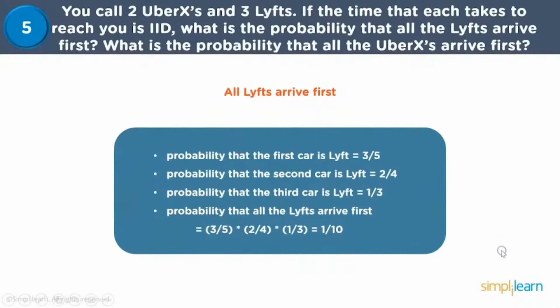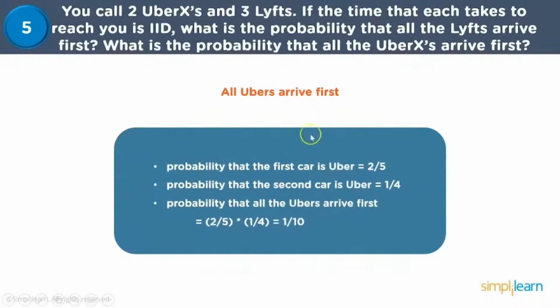Next, let's say you want to find the probability that all the Ubers arrive first. So you need to find the probability that the first car is an Uber, which is nothing but 2 by 5 since we have 2 Ubers. Next, the probability that the second car is an Uber is going to be 1 by 4. So the total probability that all the Ubers arrive first is going to be the product of 2 by 5 and 1 by 4, which is 1 by 10.